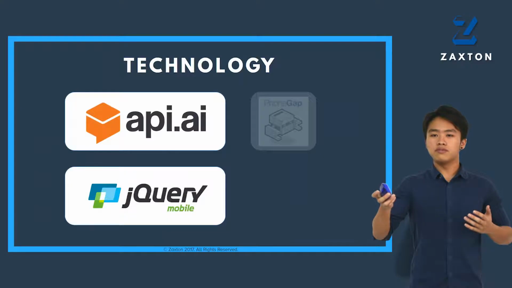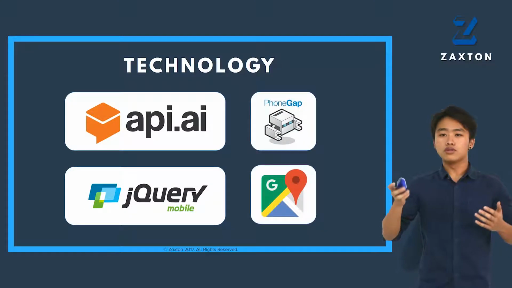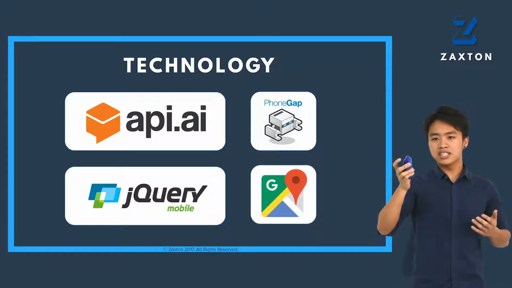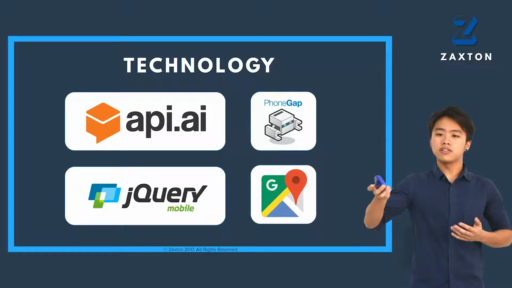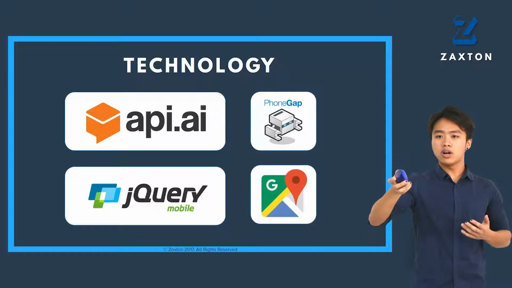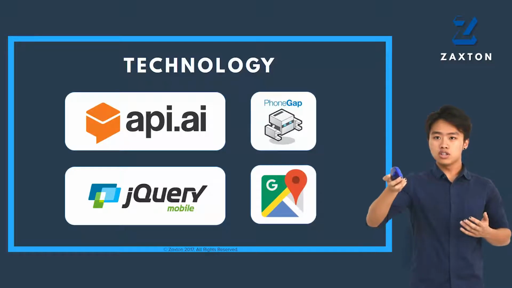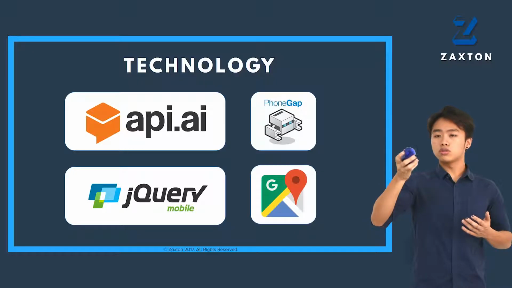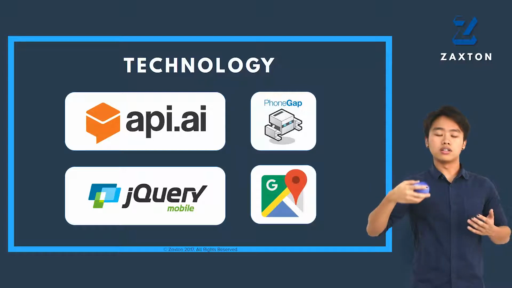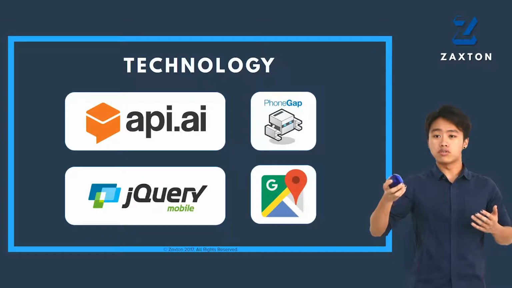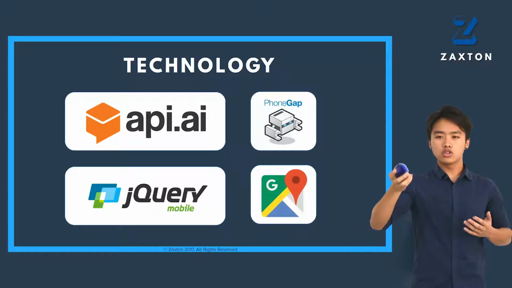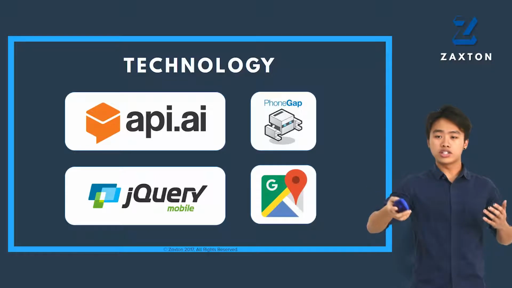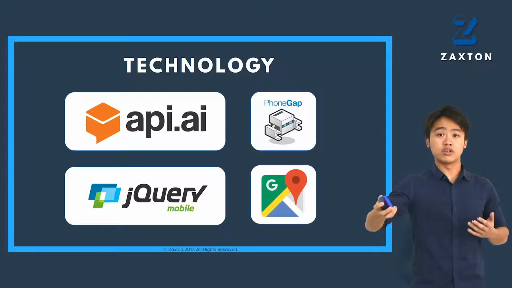And then for the technology involved in our application, firstly, we use the chatbot API.ai. This is a chatbot API from Google, and it encompasses all the chatbot stuff. We also use jQuery Mobile and PhoneGap to make the application. By using these two frameworks, we can develop for both the iPhone and the Android. And we also use geolocation. Mainly we use it from Google, so we use their map to determine the location of the user.